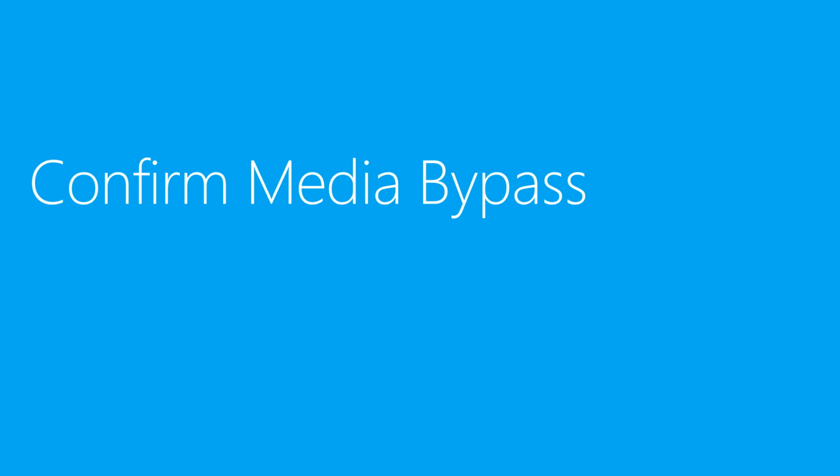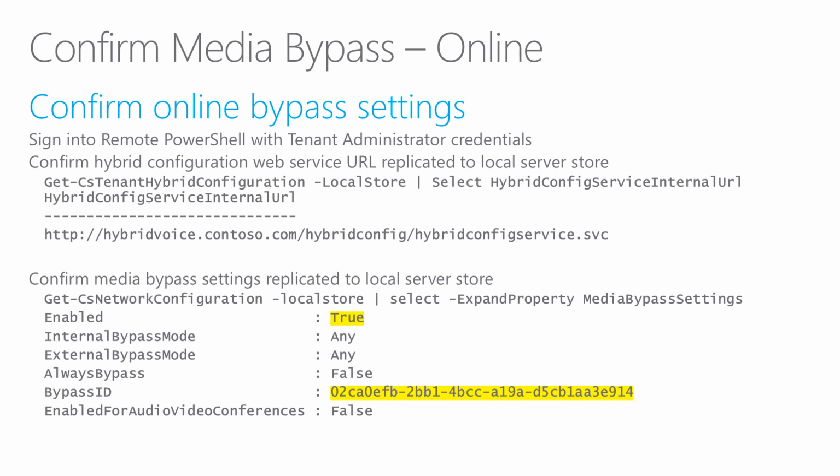After enabling media bypass, it's necessary to confirm the media bypass has been configured correctly. And let's take a look at how we can do that. First, we need to confirm the media bypass settings online. Sign in to Remote PowerShell with tenant administrative credentials. Confirm the hybrid configuration web service URL has been replicated to the local server store by running Get-CsTenantHybridConfiguration -LocalStore | Select HybridConfigServiceInternalUrl.